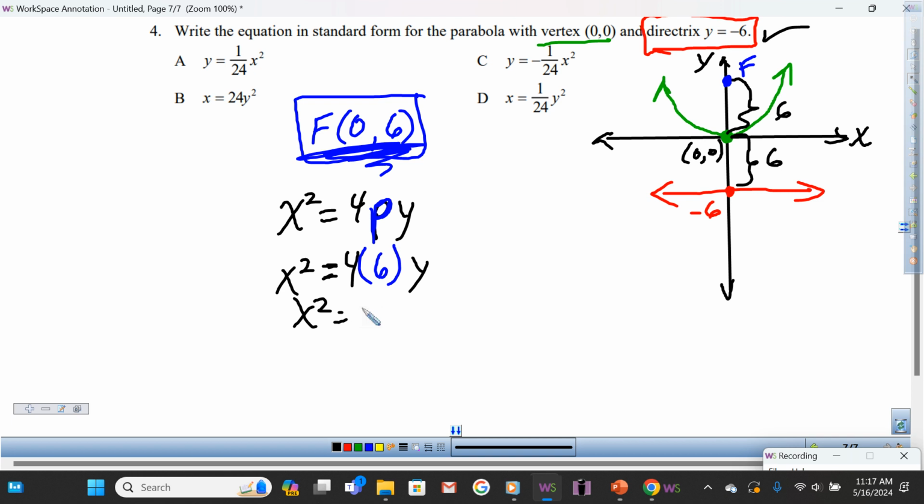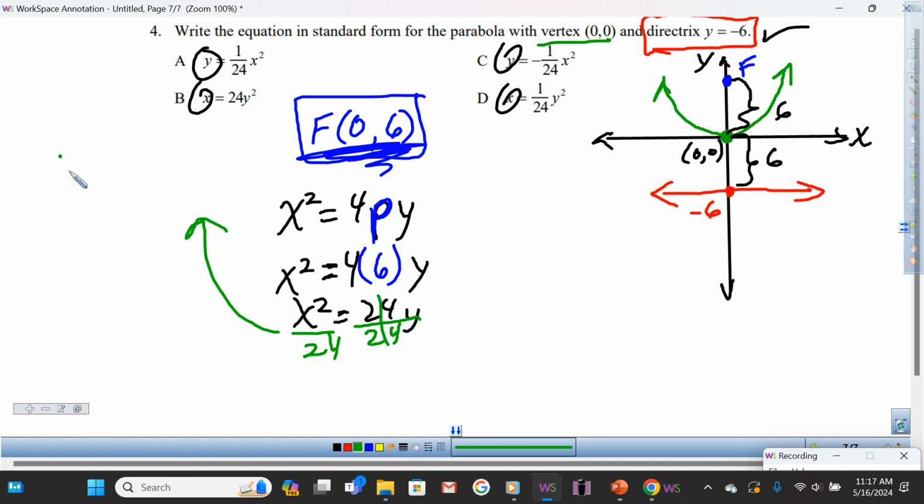We end up with x squared equals 24y. And again, look, we end up with this, but here they gave us y in terms of x. What can we solve for on this one? For y. Divide by 24, divide by 24. We end up with x squared over 24 equals y.